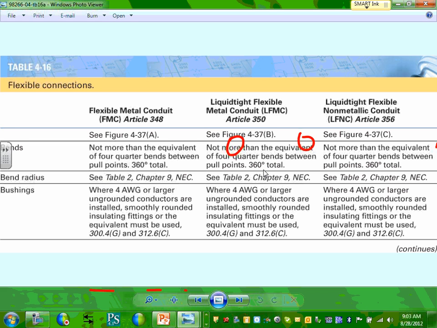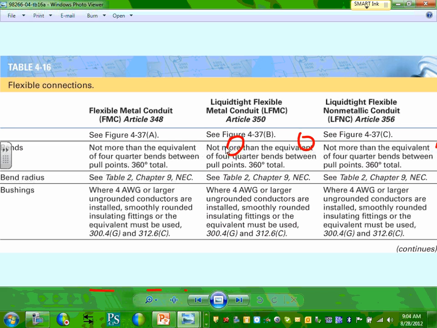They took MC and AC cable and compared them. Then they took rigid, intermediate, PVC, and EMT and compared them together. I can't emphasize enough, there's a lot of information, so please read them. Just be aware of them. I feel sorry for you because we've been using it for a long time.